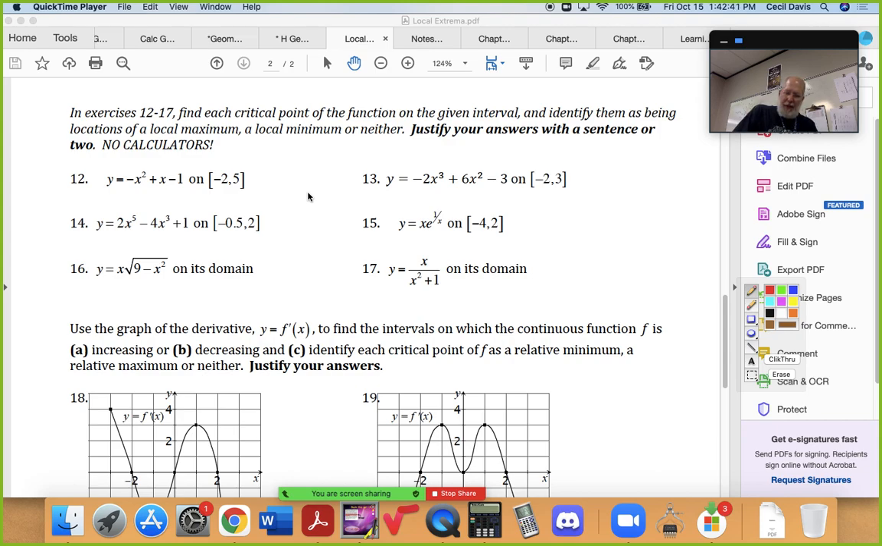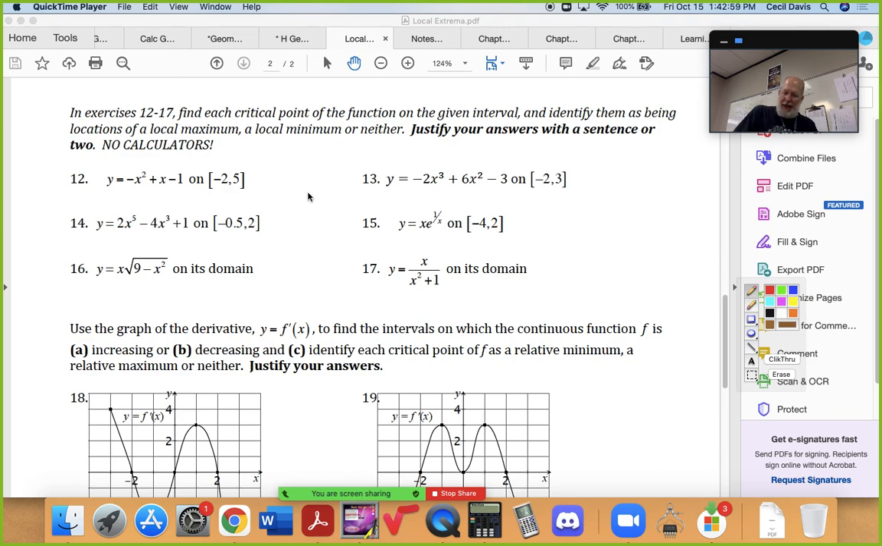F is decreasing on the closed interval from negative 2 to 0, and again on the closed interval from 2 to 3, because f prime is less than 0 on the open interval from negative 2 to 0, and on the open interval from 2 to 3.